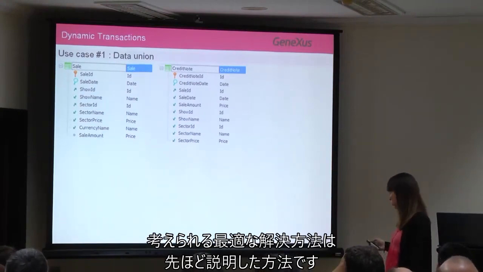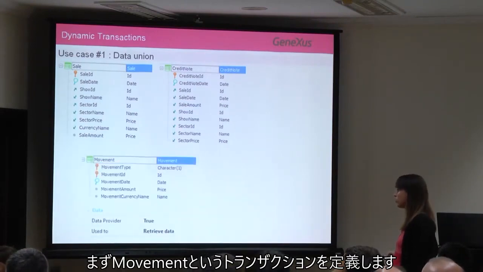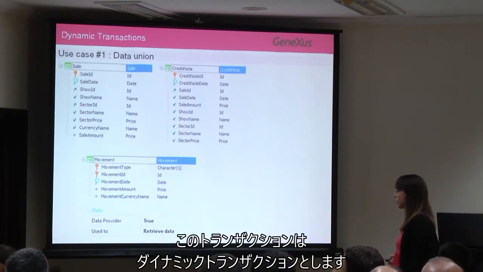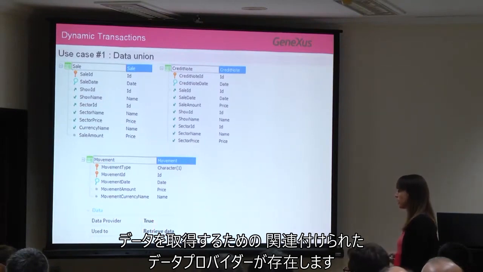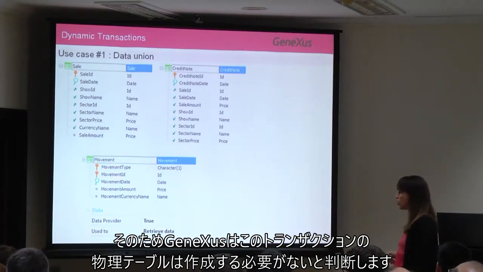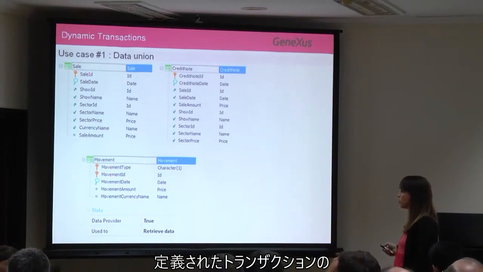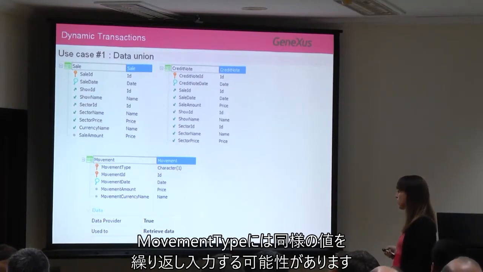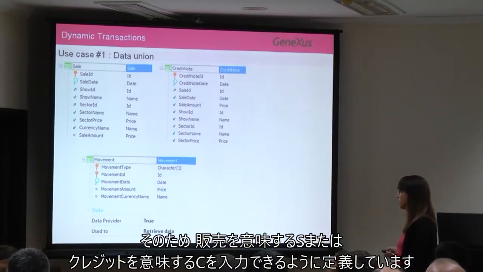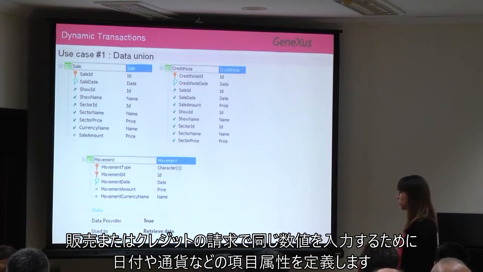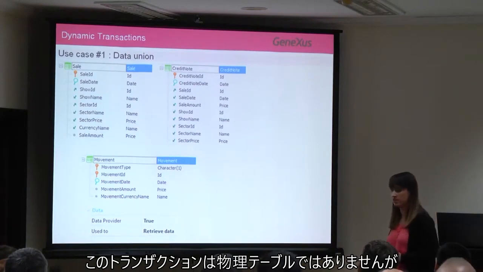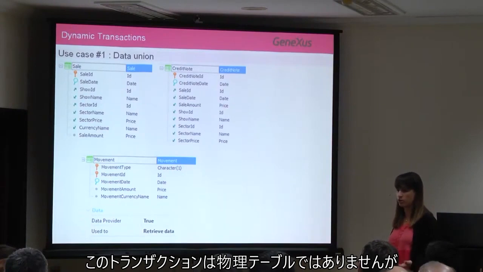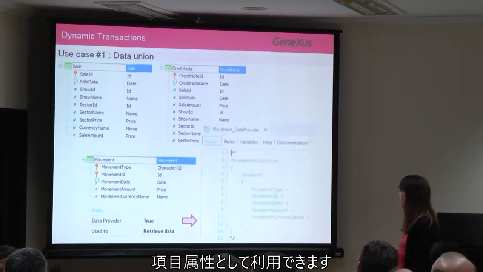A possible solution, which is wonderful in relation to how we would solve it earlier, was to define a transaction which I called movement. We can see it's dynamic because it has an associated data provider to retrieve data. So GeneXus understands that it needn't create a physical table for this transaction. Just see that I have put in a composed transaction. And here I have the possibility of repeating names. I put a composed character and I put an S or a C, meaning credit, in order to put in the same number for sale or credit bill. I define these attributes, date, currency, and so on. And since this is not a physical table, it's a consultation, I would like to retrieve it, and I would simply define it as an attribute.